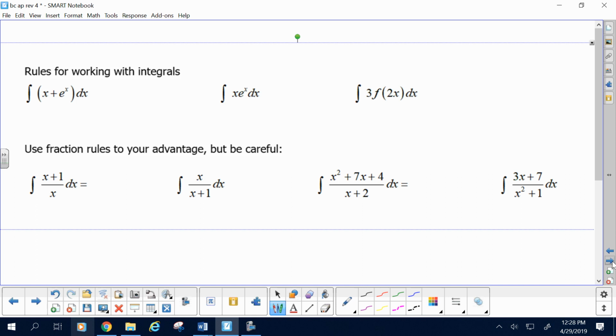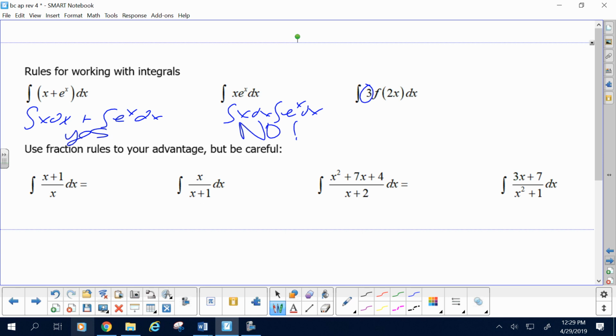Okay, rules for working with integrals. Derivatives, logs, limits, they all have their own rules for what you can do with them and what you can't. Can you split a sum up into separate integrals? That is 100% allowed. Please do so. Can you split a product up into separate integrals? That is 100% no. You cannot split a product up.